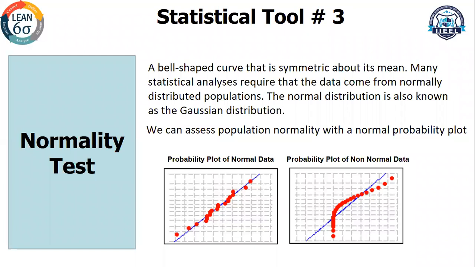Normality test. All the statistics is taught around the normal distribution. A normal distribution is a bell curve. When you cut it into equal parts, it becomes equal. But you want to test whether your data is normal or not, because if it's normal, it's easy to go ahead and analyze. If it's non-normal, then we have to use a different method.